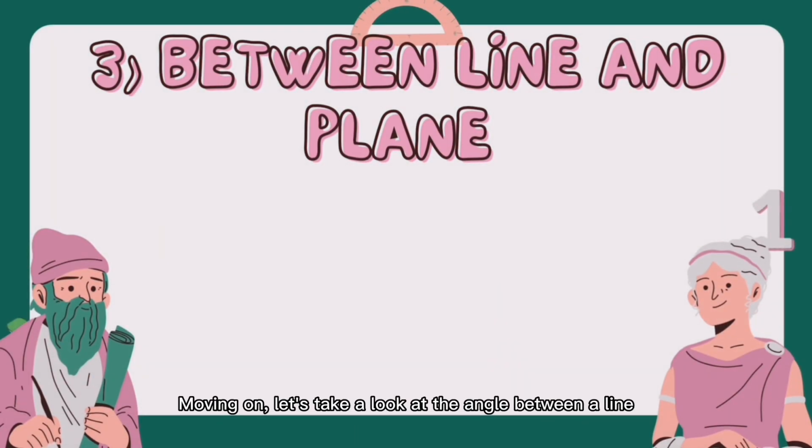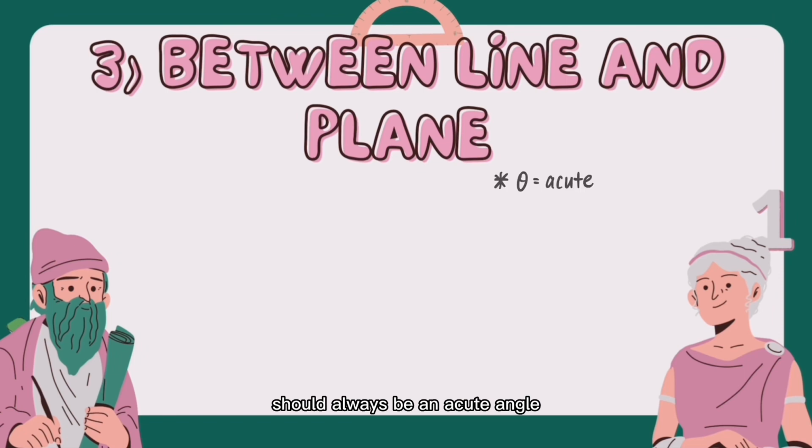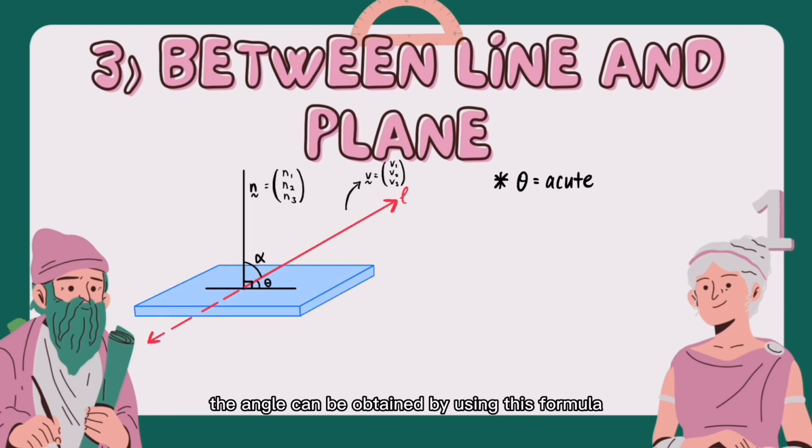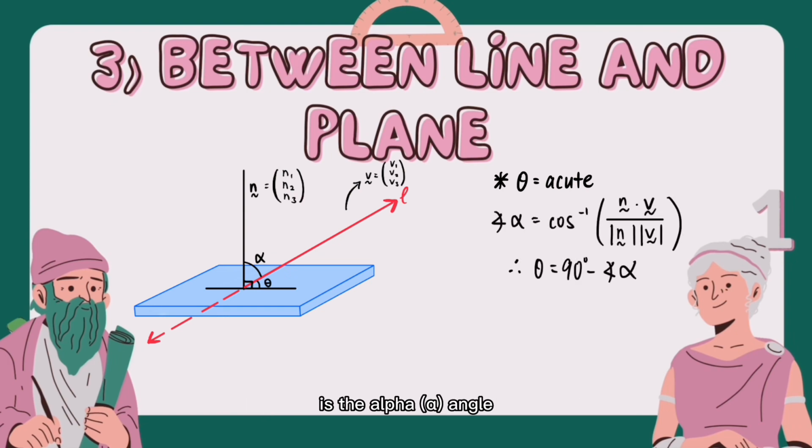Moving on, let's take a look at the angle between a line and a plane. Similar to the angle between two lines, the angle between a line and a plane should always be an acute angle. As we can see from the diagram, the angle obtained by using this formula is the alpha angle. So to find the theta angle, we have to subtract alpha from 90 degrees. Before that, the normal vector of the plane should be obtained first in order to use the formula and get the value of alpha angle.